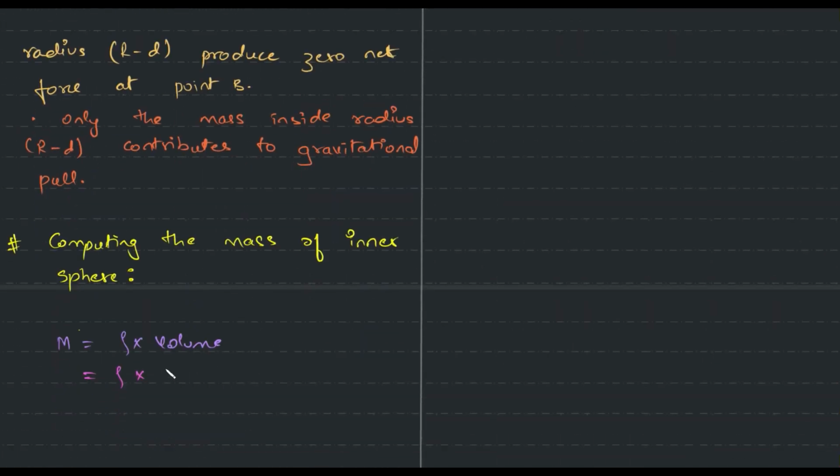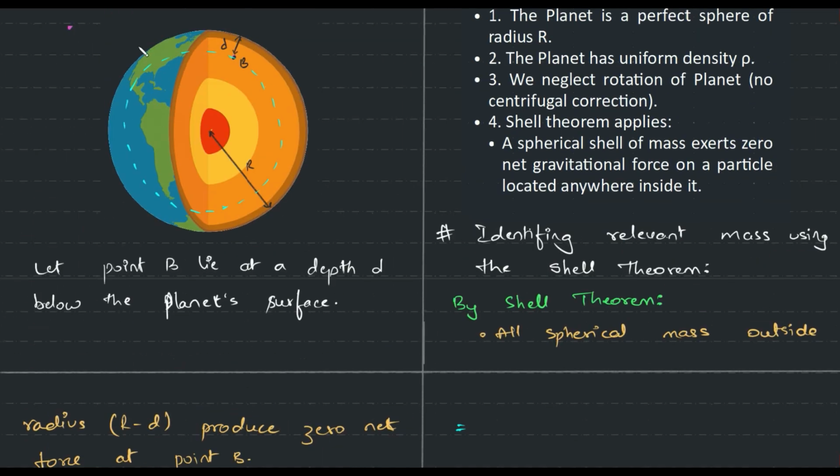Volume is 4 by 3 pi r cube. Done. So this is basically your mass inner. If you want to express it in terms of the entire mass of the planet, because at the end we need to express in terms of the acceleration due to gravity. Same as before, acceleration due to gravity on the surface, g, we need to express that.